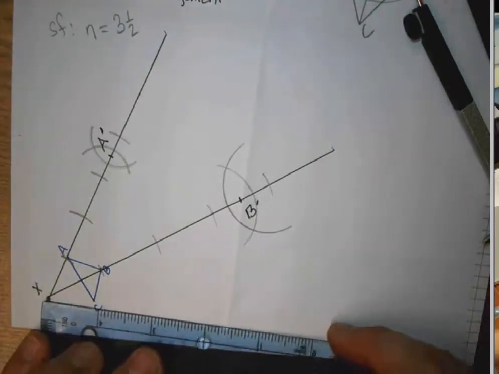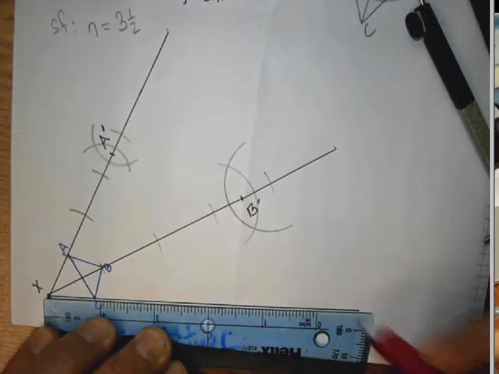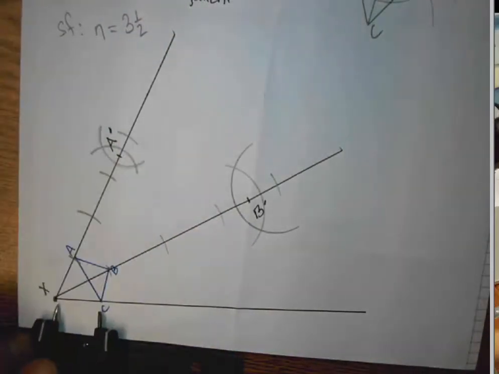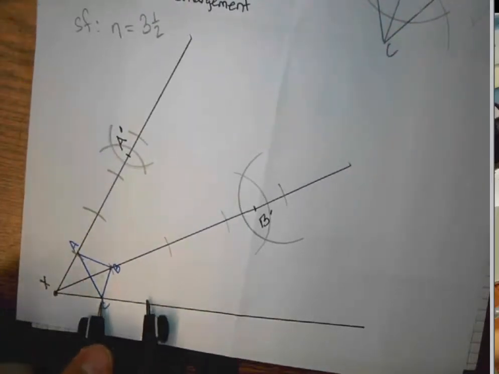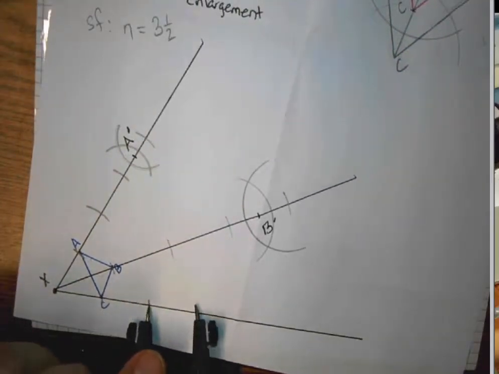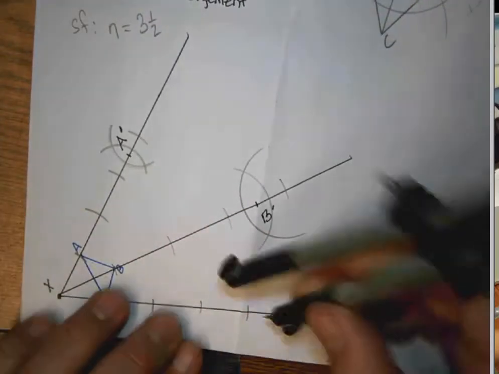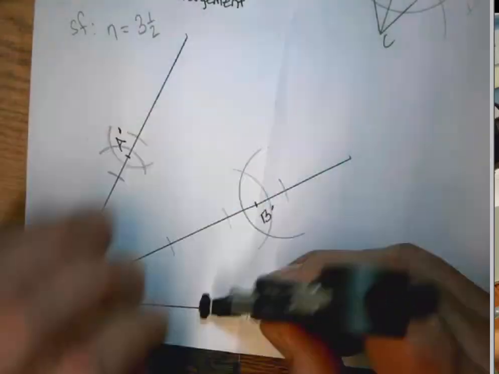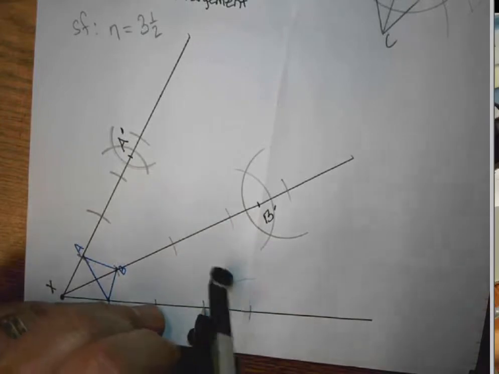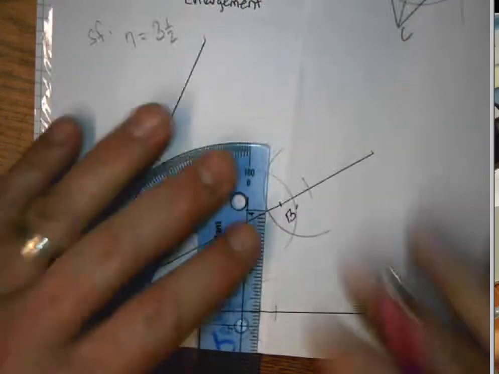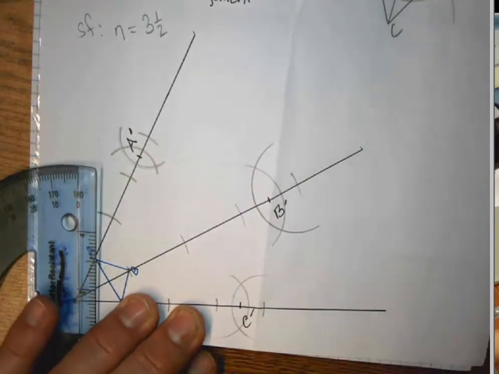I'll do the same thing with my C. I begin with the length of XC as 1 unit, 2 units, 3 units, 4 units. I want to back it off just a bit, so I'll come back at the 4th and make my perpendicular bisector between the 3 and the 4. And when I construct my midpoint based on that, that's my point C prime.